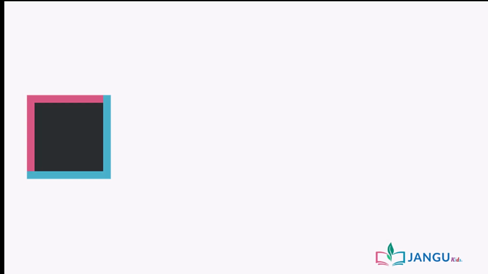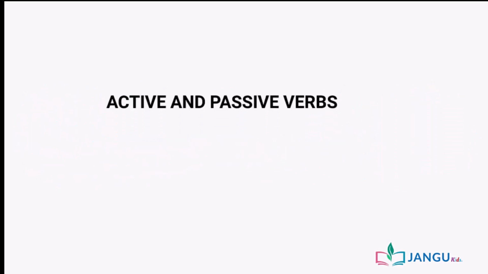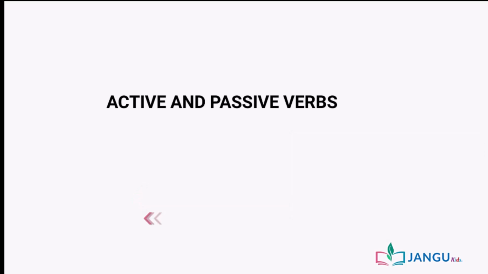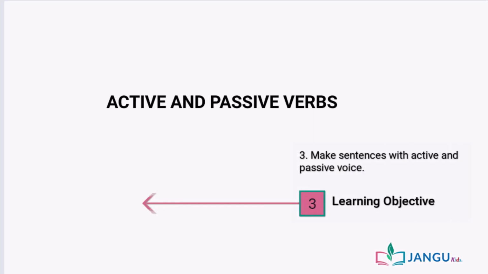Today, you will be learning about active and passive verbs. And by the end of the class, you should be able to: 1. Identify active and passive verbs. 2. List active and passive verbs. 3. Make sentences with active and passive verbs.